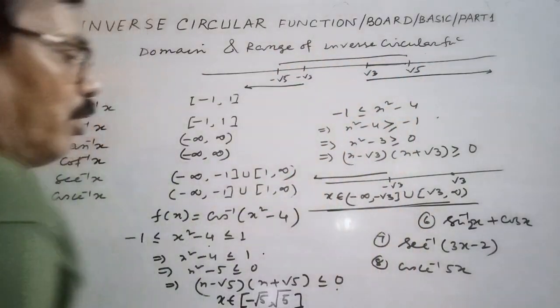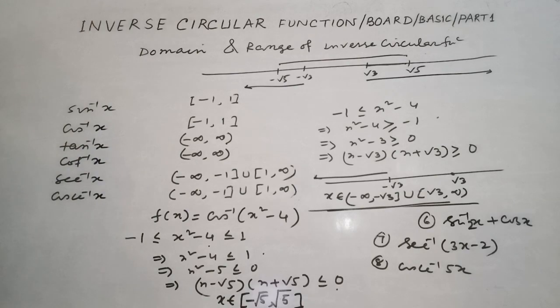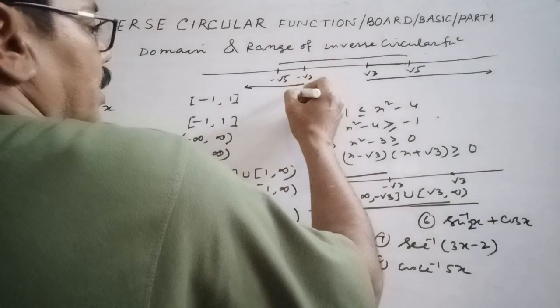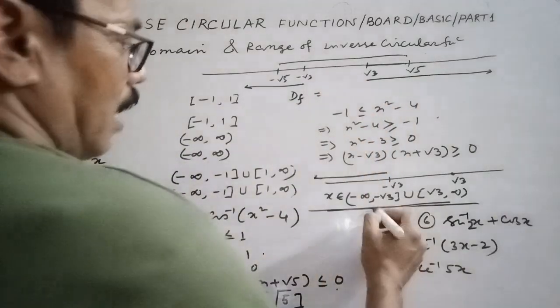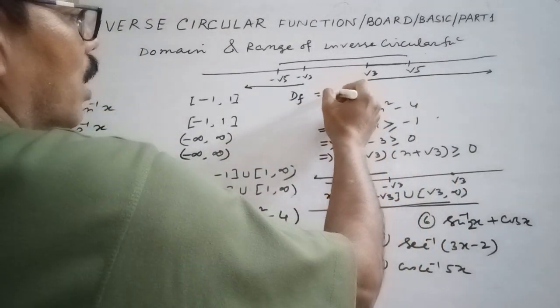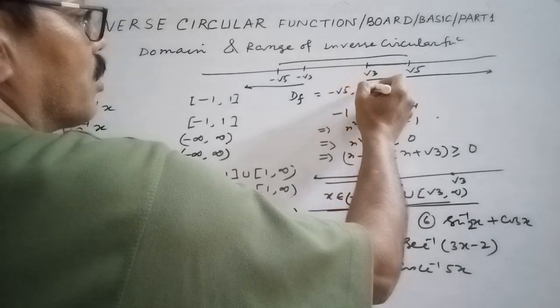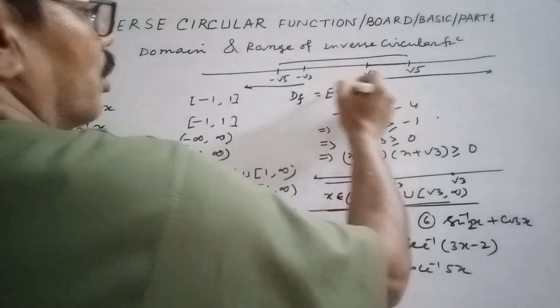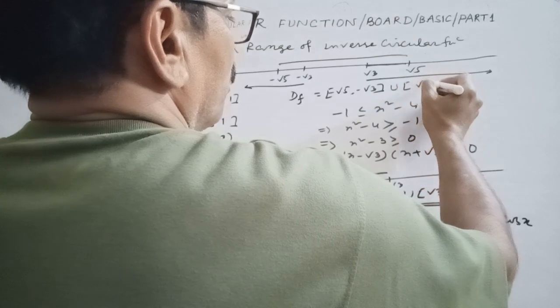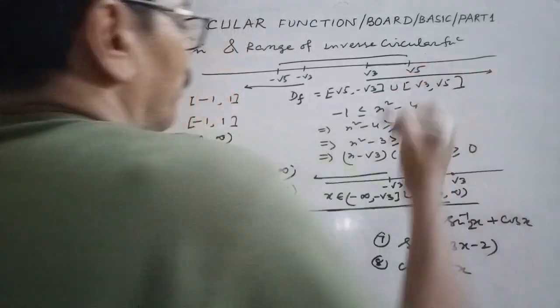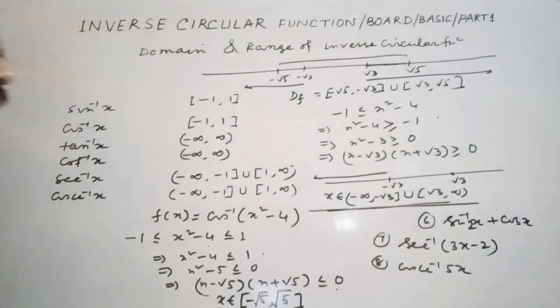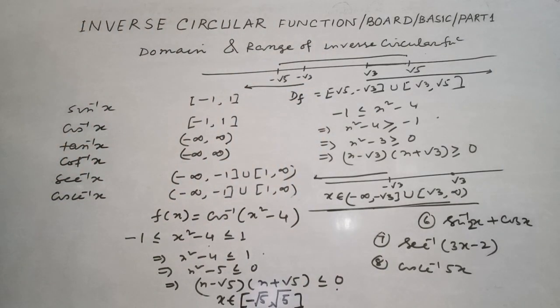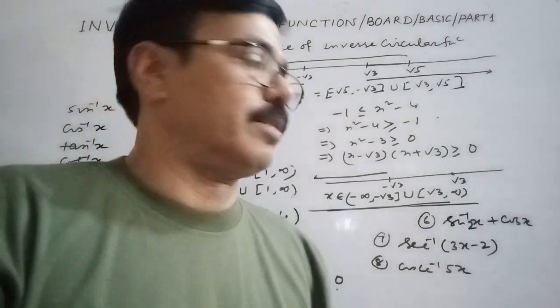So what is the domain of f? Final conclusion, D_f equals the common part of this and this. What is the common part? Minus root 5 to minus root 3, union root 3 to root 5. So if the argument is of second degree, then you have to solve a quadratic inequation.